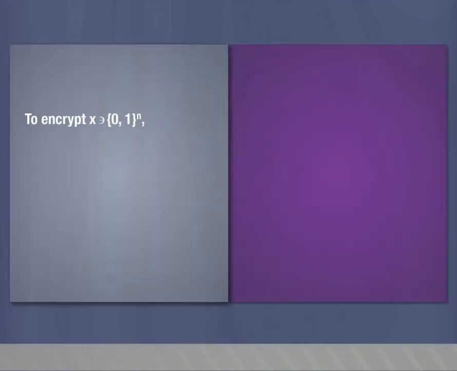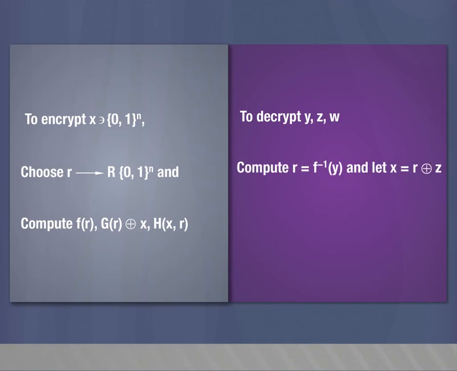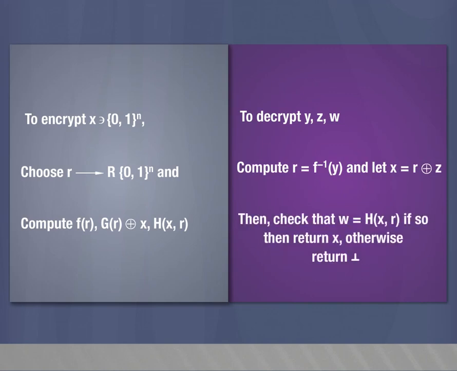To encrypt x belongs to {0,1}^n, choose r at random from {0,1}^n and compute f(r), g(r) + x, h(x, r). To decrypt (y, z, w), compute r = f inverse of y and let x = r + z. Then check that w is equal to h(x, r). If so, then return x, otherwise return perp.